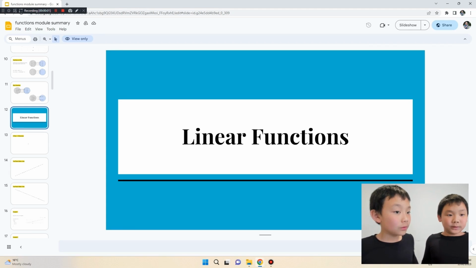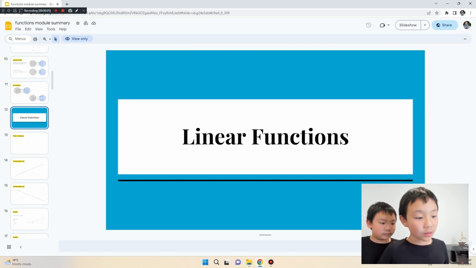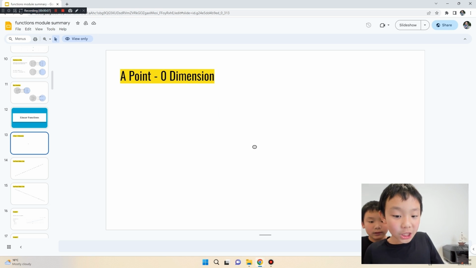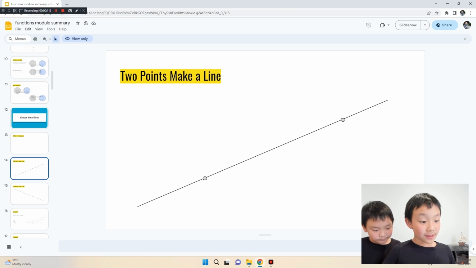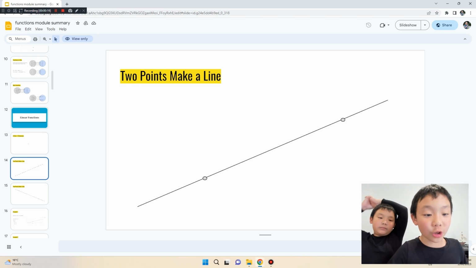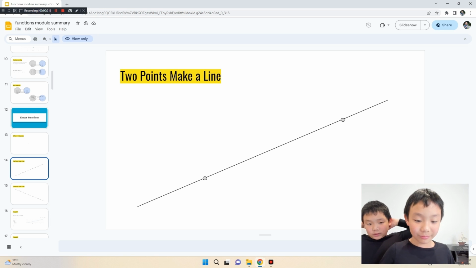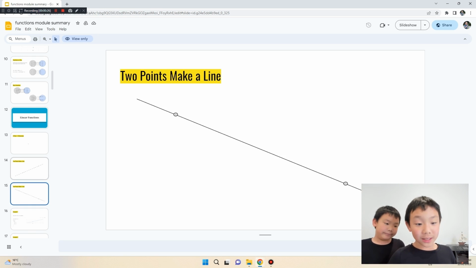So now we're going to be looking at linear functions. A dot is a 0-dimension thing. It's just a dot. Now a line, two dots make a line, or 2 points make a line. Any 2 points make a line as long as they are not on top of each other, overlapping. Then any 2 points make a line. Here are some more examples of lines.